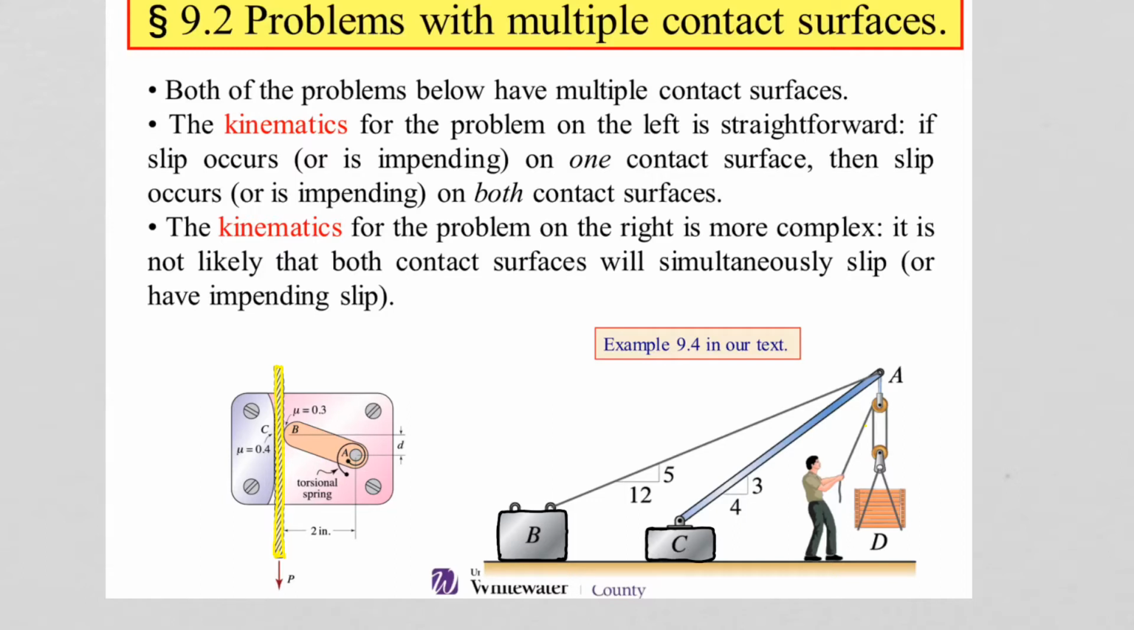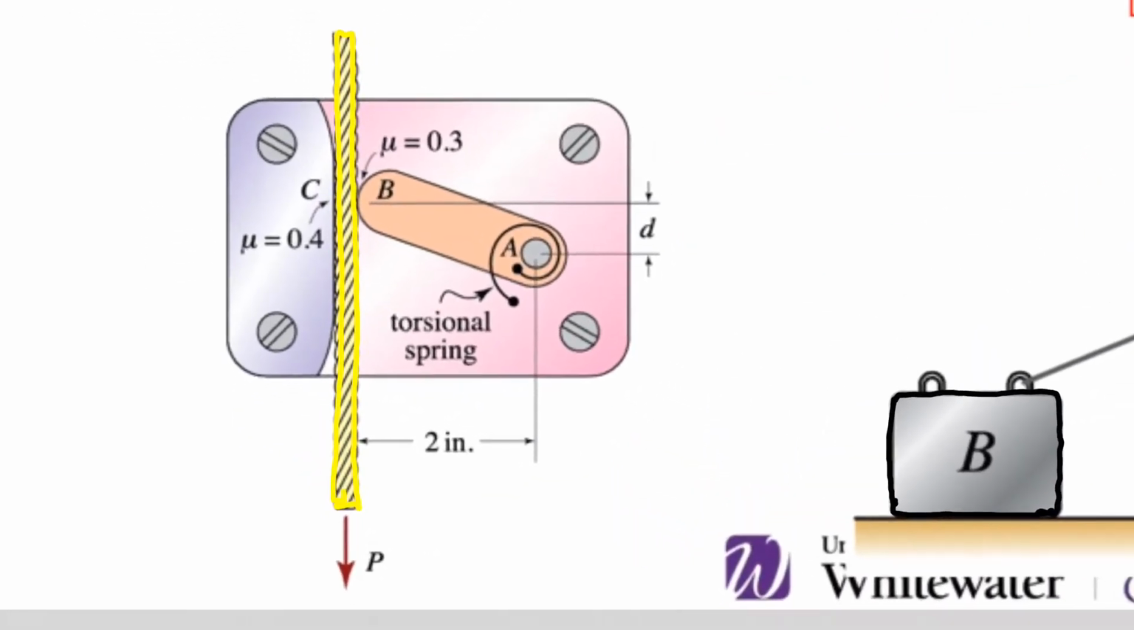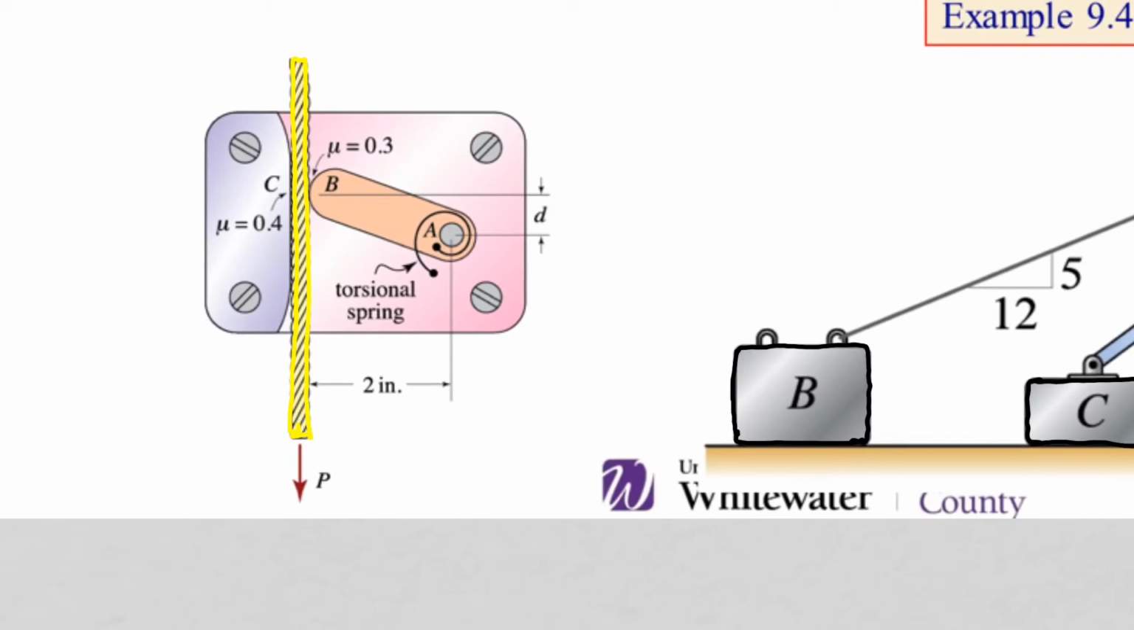If slip occurs or is impending on one contact surface, then slip will occur or be impending on both of those contact surfaces. So let's zoom in here a little bit and take a look. As this rope is pulled, we see it has to slide on both B and C, right? Even though they have different coefficients of friction, the only way for this cable to actually move or have impending motion is if it slips on both of those contact surfaces.